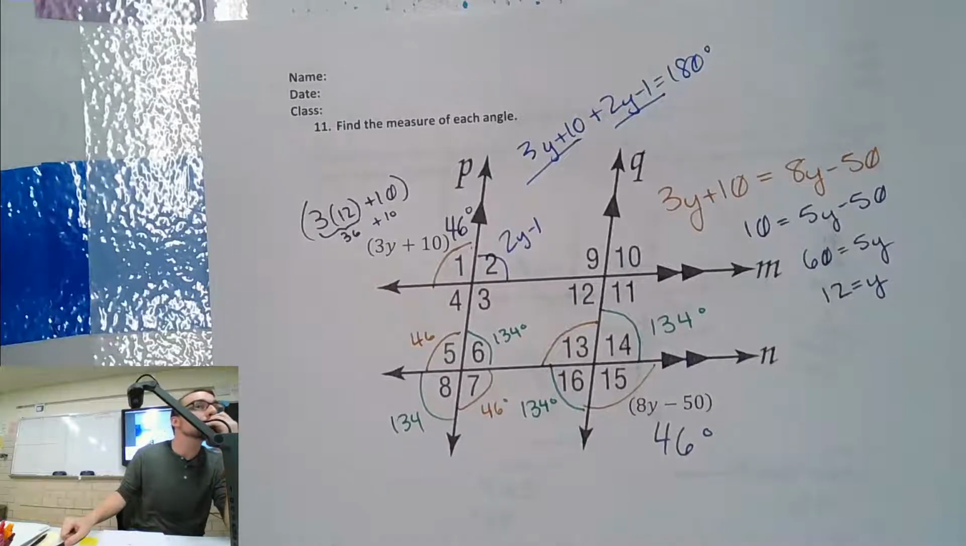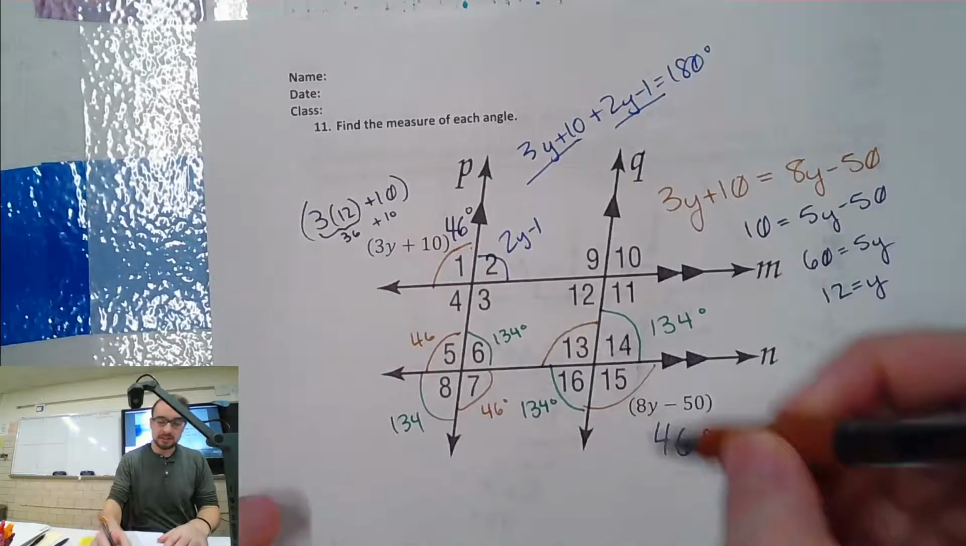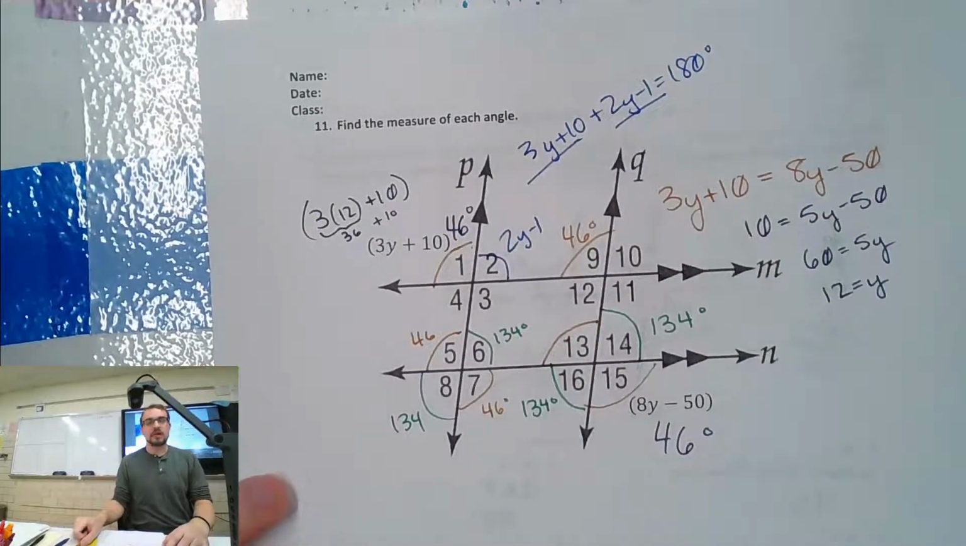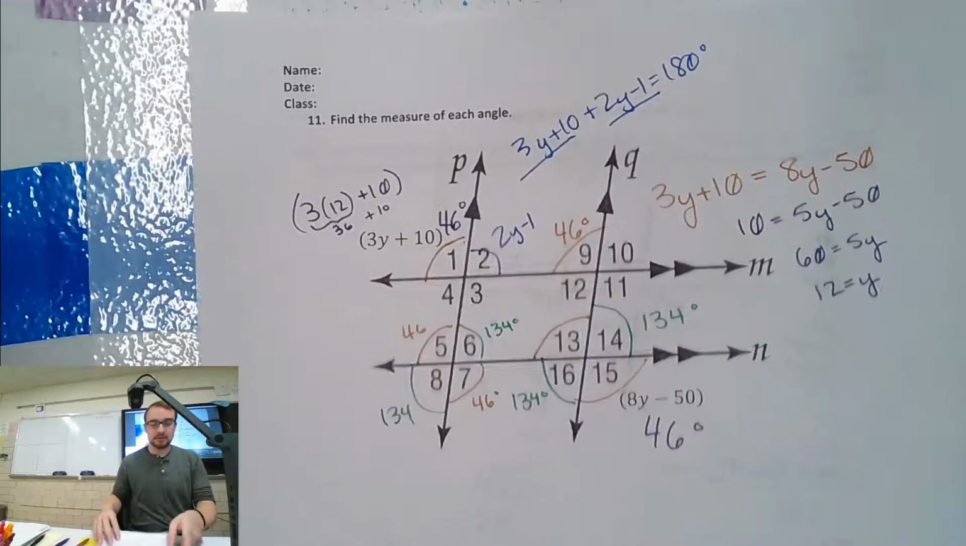Yeah. 13 and 9 be the same? 13 and 9 would be, right? Because corresponding angles. So that guy's going to be 46. Right? You'll notice that 46 and 134 fill out the whole thing. I know you do. I know you do.